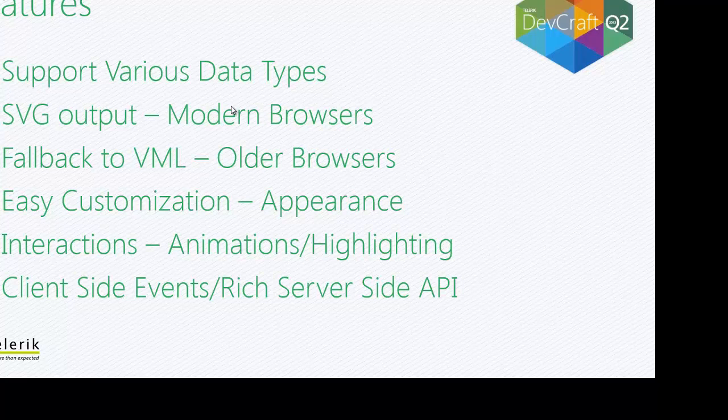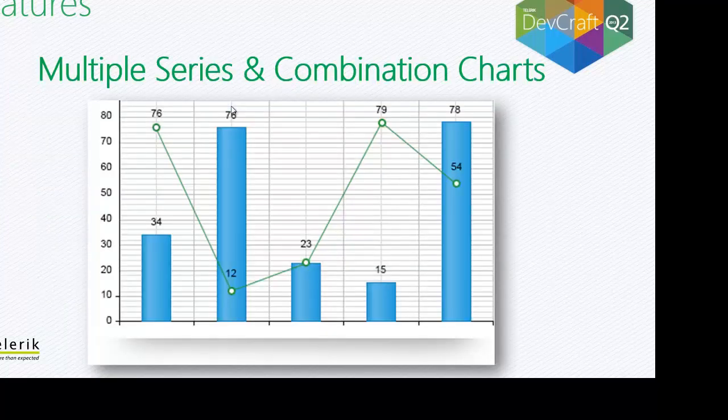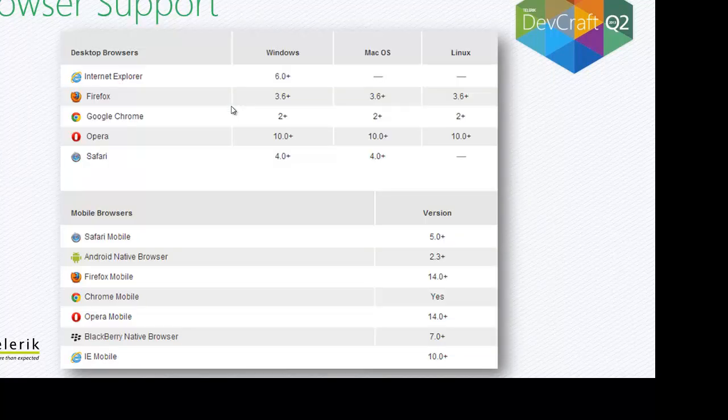It's easy to customize, meaning appearance can be changed in terms of color and all those things. In terms of interactions, we do support animations and highlighting. I'll show you a demo of that, where you just do a mouse over on the bar, and the bar lights up a little bit, meaning it highlights, and then there's a little animation of the tooltip coming in. We have a very rich client-side and server-side API, so you can program on the server or client side, it's up to you. We also support multiple series and combination charts.